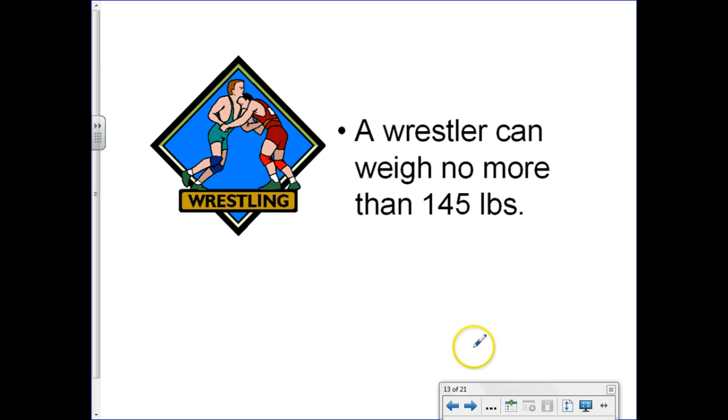All right, put your pencils down and let's just talk through some of these, okay? Wrestling is a great one to talk about this because wrestlers are always trying to fit into some sort of weight class as they wrestle. They have to weigh in every single match. A wrestler can weigh no more than 145 pounds. All right, that means if I'm going to use, let's say, W for my weight, W has to stay less than or equal to 145.